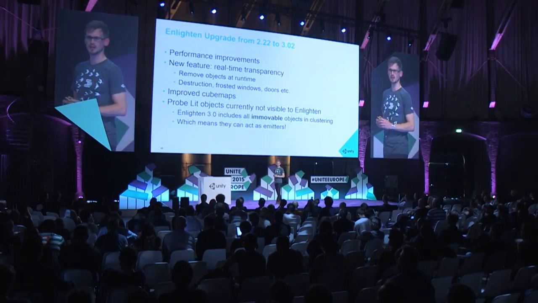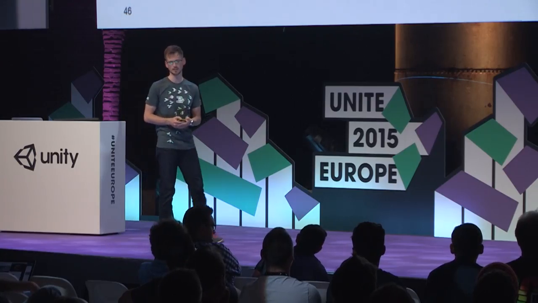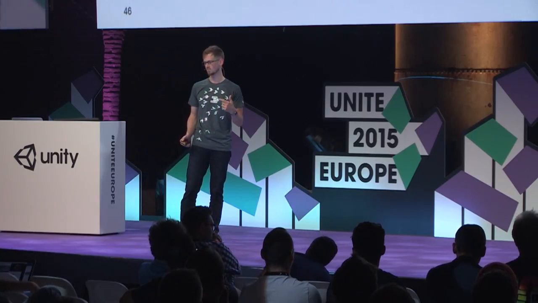So we intend to add these new nice Enlighten 3.2 features like real-time transparency, which allows you to remove objects at runtime. So you can have doors that open, you can have frosted glass, and you can destroy stuff. And we also have nice cube maps, which are faster and better quality. This is an alternative to the real-time reflection probes, because they are lower resolution, but they can be much faster because we don't have to render the scene 6 times for one probe.